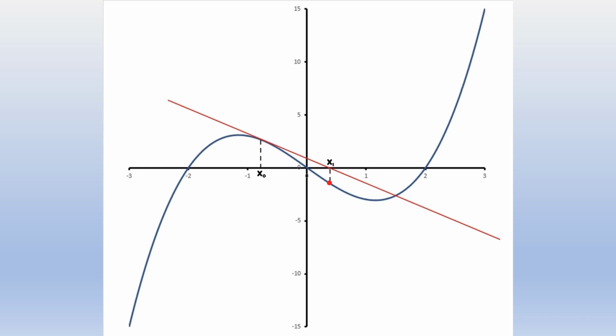We'll label this point x1, and as you can see, this gives us another point on the curve. Now we draw a tangent line through this point. Notice that it crosses the x-axis at yet another point. Let's call this point x2. If we continue this process, we will get closer and closer to the root x is equal to 0.